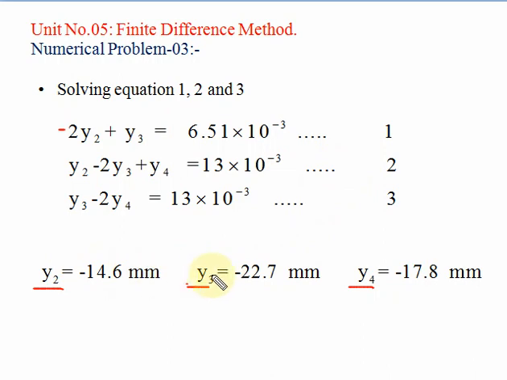Now what are these values? y2 is the deflection under the point load at node 2. y3 is the deflection under the point load, and y4 is the deflection under the point load. Now what does the negative sign indicate? The negative sign indicates that the deflection is downward. In the numerical they have told us to find the deflection under the point load.